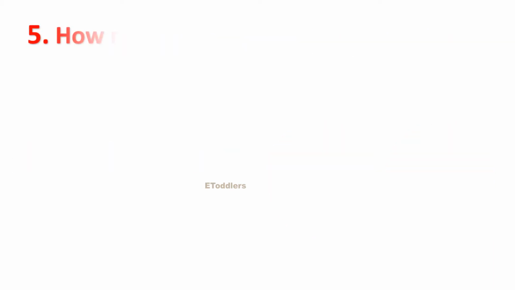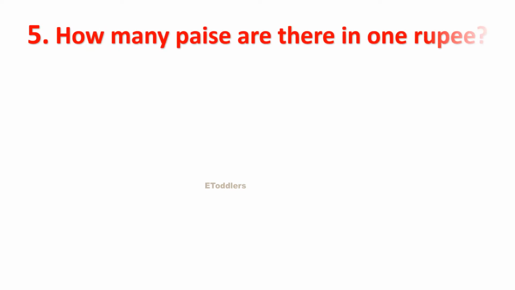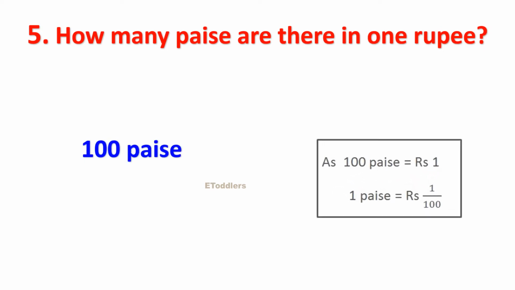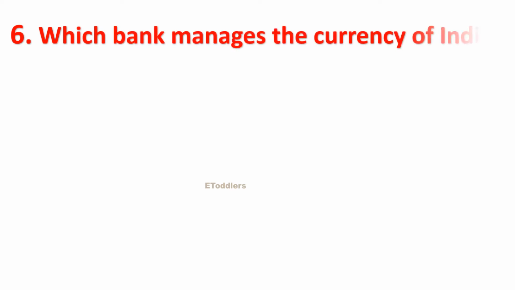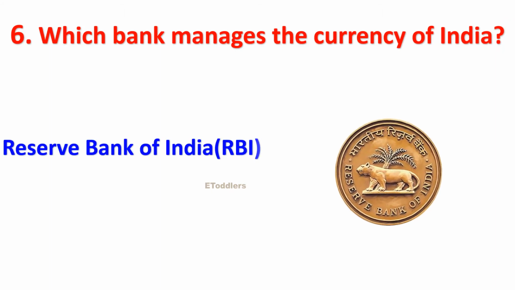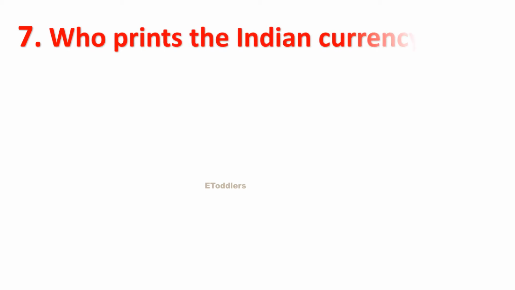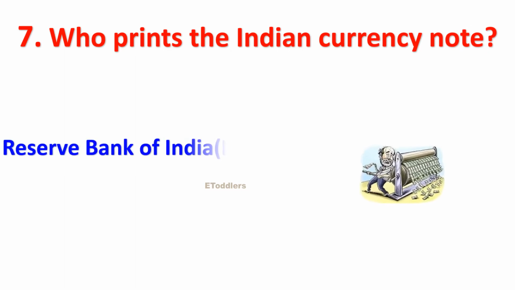How many paisa are there in 1 rupee? 100 paisa. Which bank manages the currency of India? Reserve Bank of India. Who prints the Indian currency note? Reserve Bank of India.